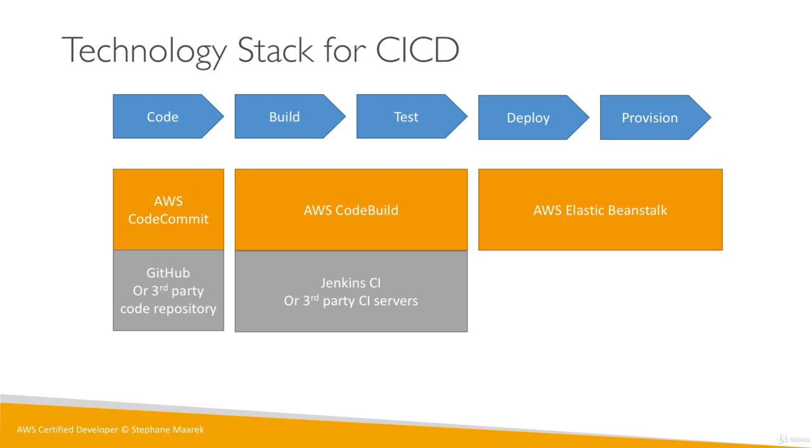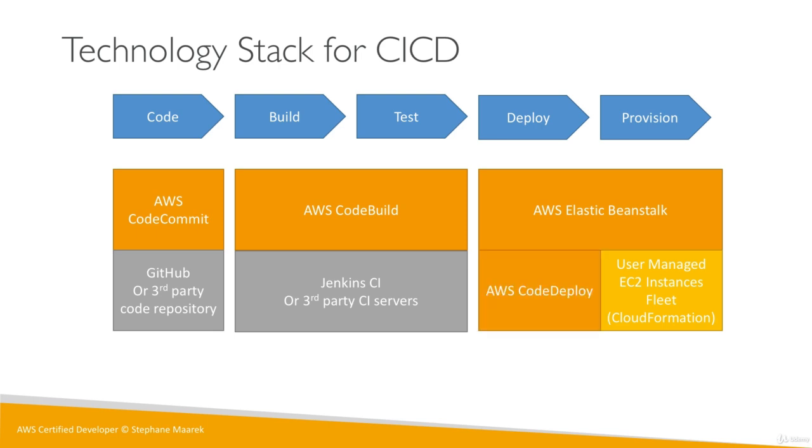So this is good. Elastic Beanstalk handles both, but sometimes you are managing your own fleet of EC2 instances, maybe using something called CloudFormation that we'll see later in this course. And so to deploy to a user-managed EC2 instance fleet, you want to use something called AWS CodeDeploy, which is more low-level and a bit more difficult to use, but it's still good to know about. And so that's the whole code, build, test, deploy, provision.